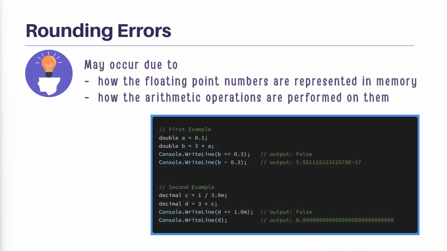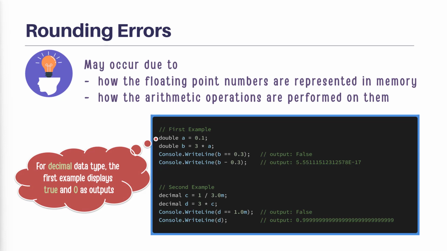Double value 0.1 is multiplied by 3, and then the code checks if the result is equal to 0.3. Ideally, it should be, but the equality check here actually returns false. Instead of double, if we use the decimal data type here, the same operation would work as expected.